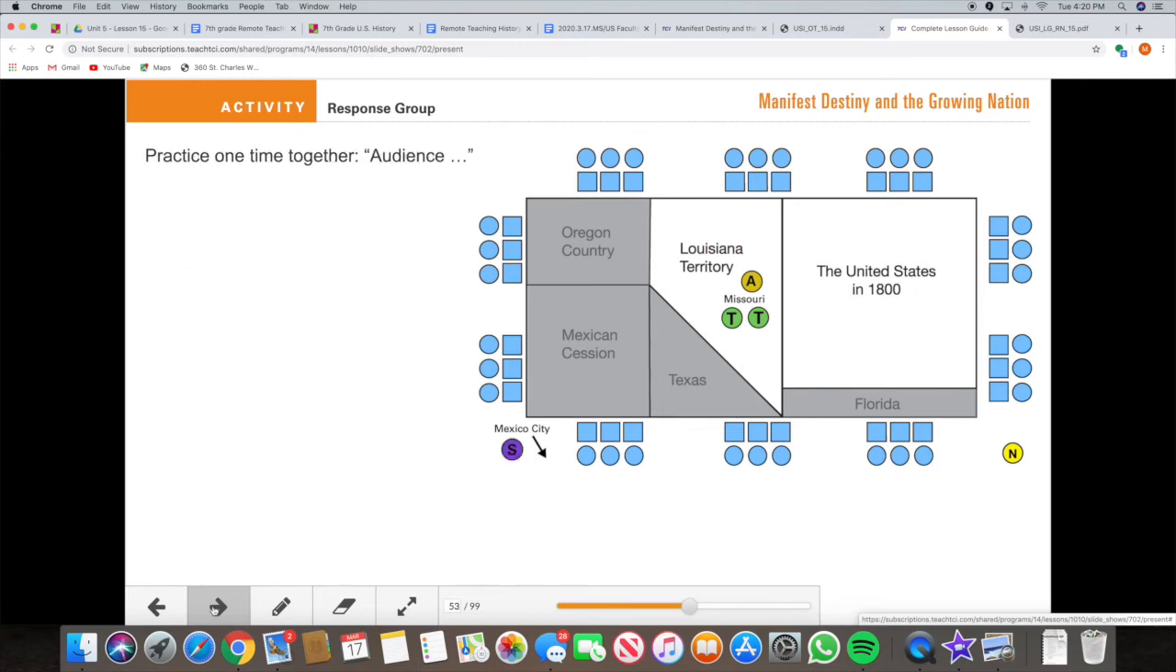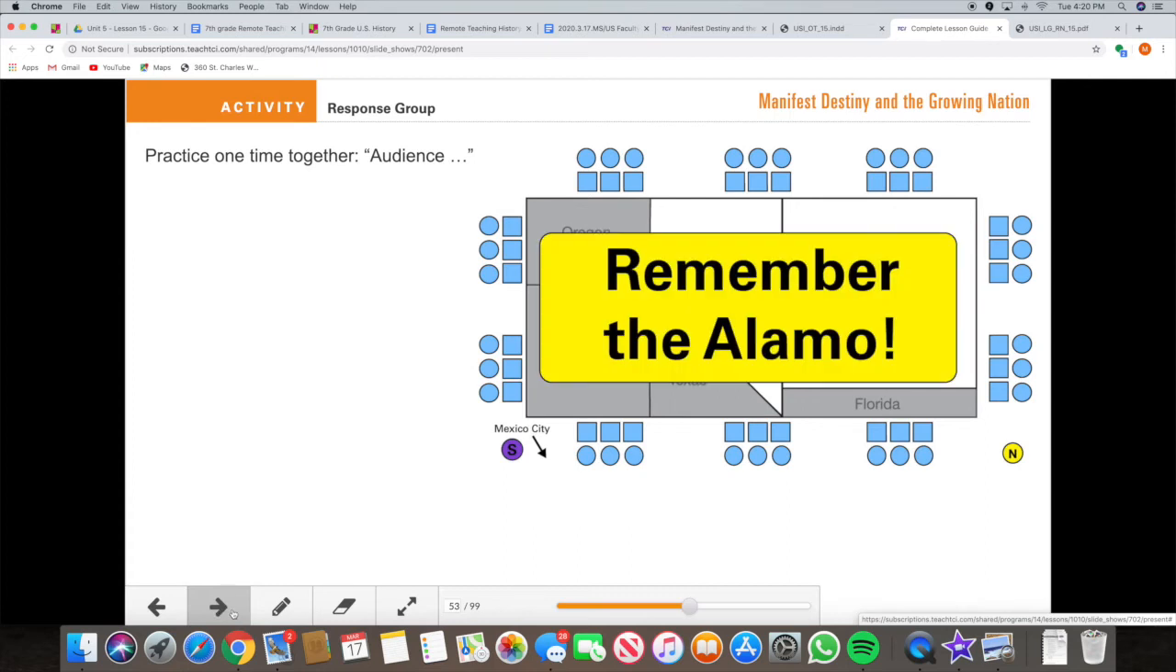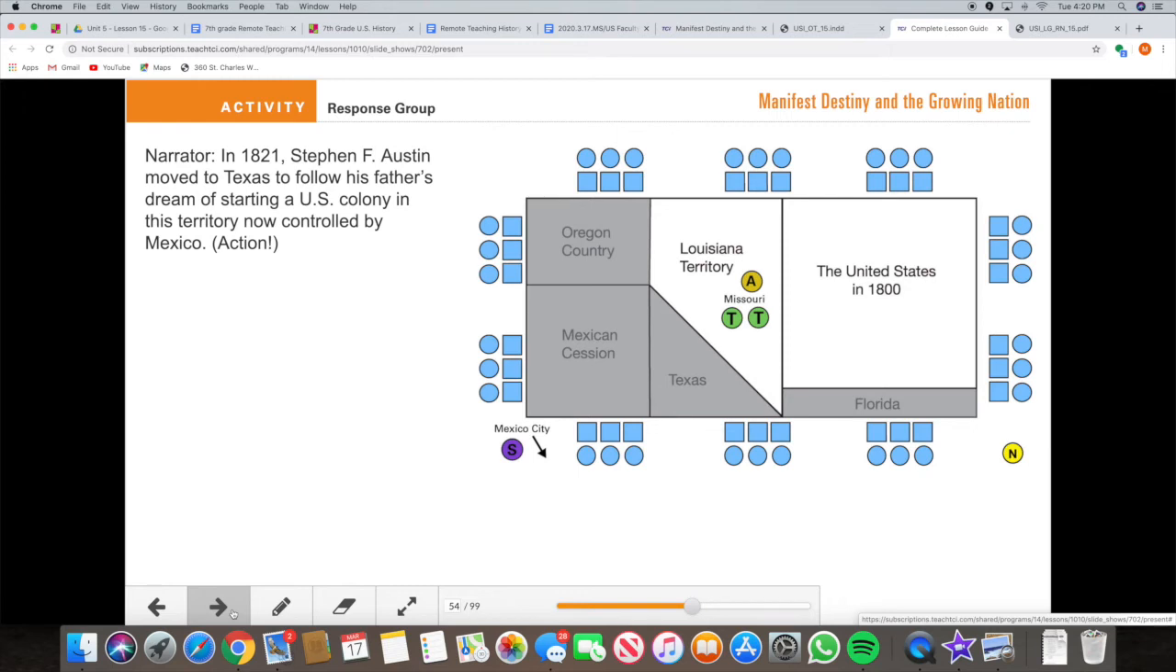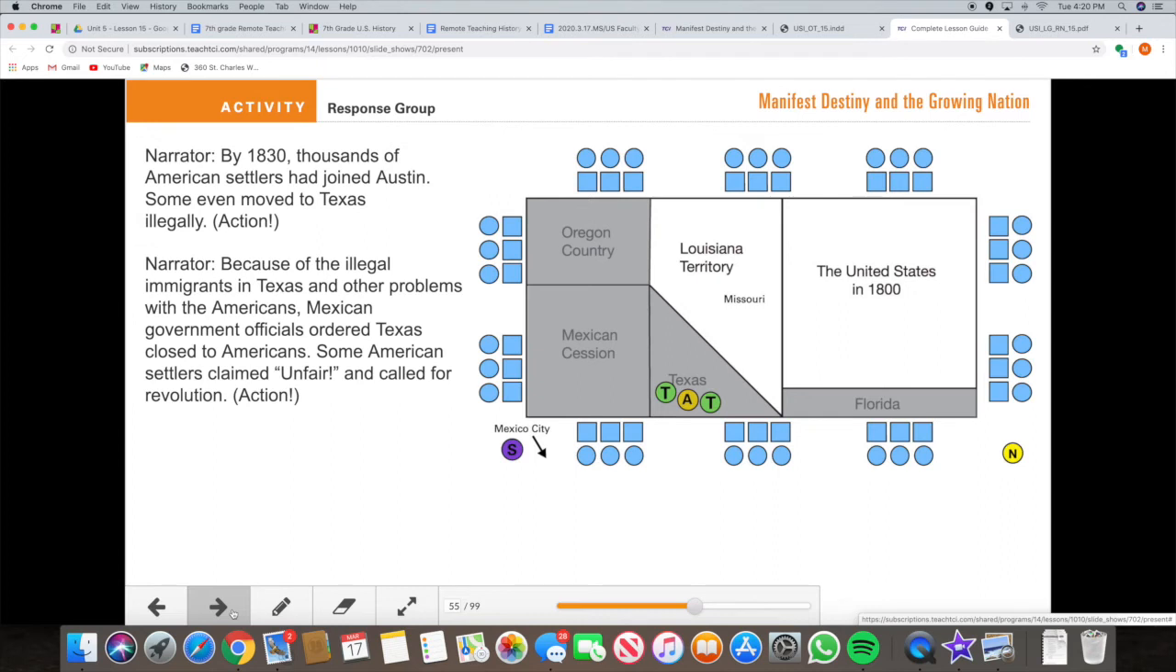All right, practice one time together. Audience, remember the Alamo. I'm sure you've heard the story about the Alamo, maybe. Okay, let's get started. In 1821, Stephen F. Austin moved to Texas to follow his father's dream of starting a U.S. colony in this territory now controlled by Mexico. By 1830, thousands of American settlers had joined Austin. Some even moved to Texas illegally. Because of the illegal immigrants in Texas and other problems with the Americans, Mexican government officials ordered Texas closed to Americans. Some American settlers claimed unfair and called for revolution.